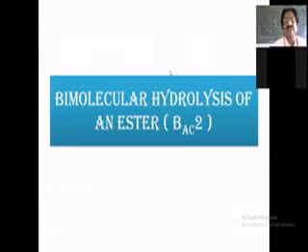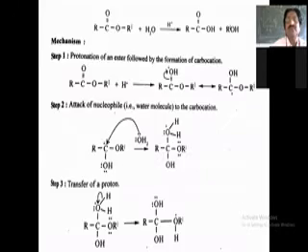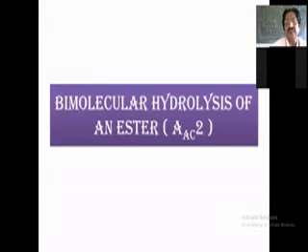As I said, the 2 stands for bimolecular, and in the first case I told you that A stands for acid, and this B here stands for base. Now this is called the base catalyzed hydrolysis. The first one is the acid catalyzed hydrolysis, capital A. This A is acid catalyzed, and this is a similar AAC2 hydrolysis of an ester.